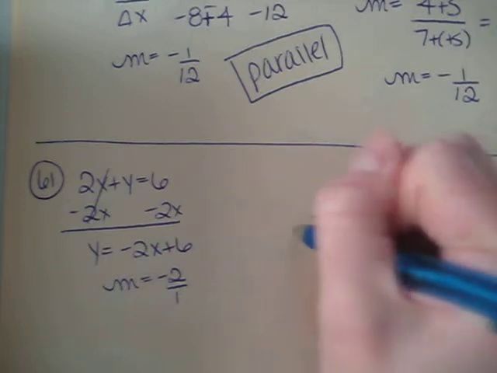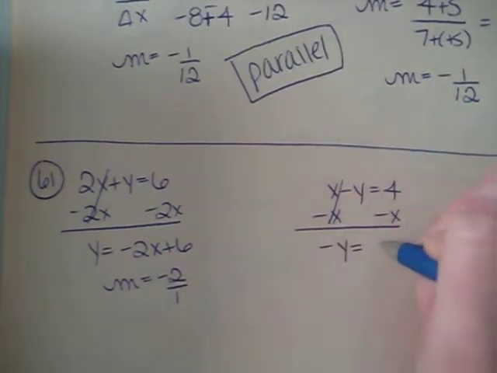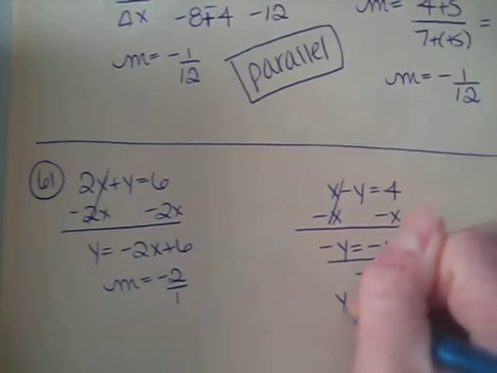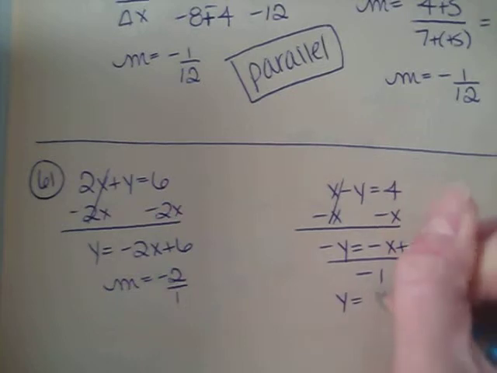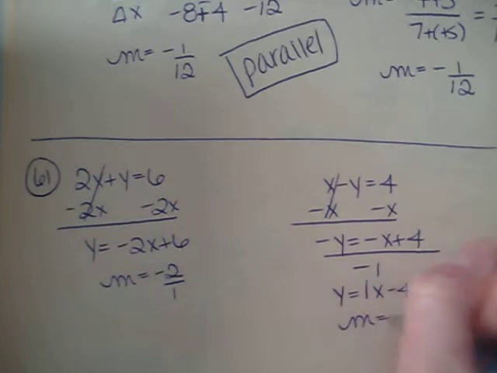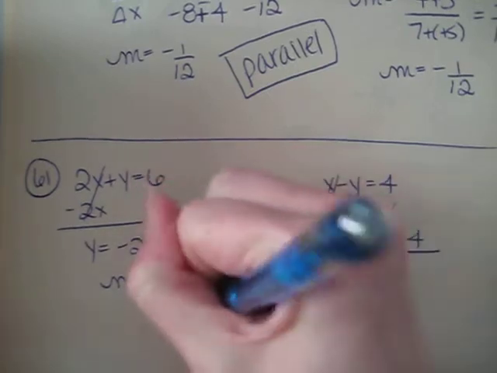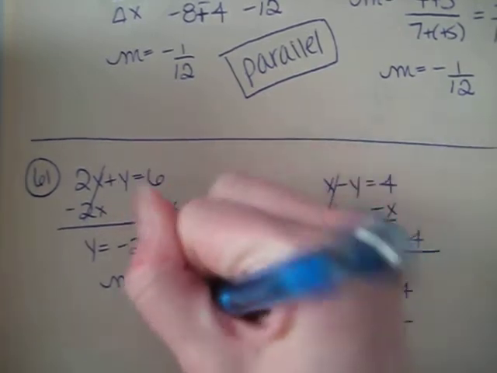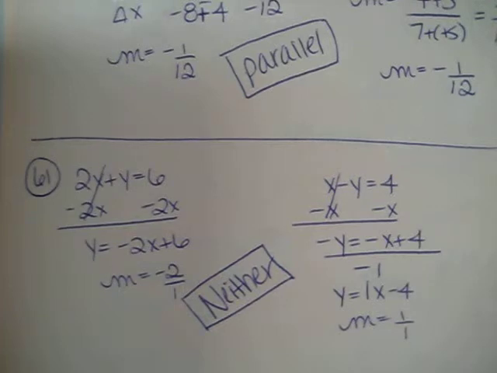Minus x, I get -y equals -x plus 4. Divide everything by -1. I get y equals x minus 4. So now there is no number in front of x. Really, it's a 1. So my slope here is 1/1. Looking at the two slopes, there is no relationship between them, so we're going to call this one neither. They're not parallel and they're not perpendicular. So 57 was parallel, 61 is neither. And you can see that again in the answers in your notes.